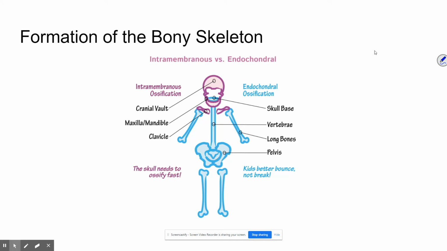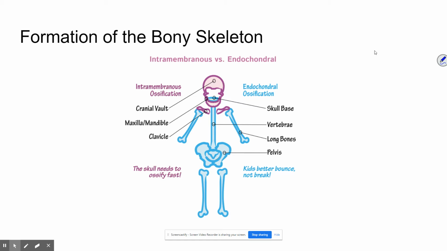The formation of the bony skeleton begins around week 8 of embryonic development. At week 8, the skeleton consists mostly of fibrous connective tissue and hyaline cartilage, which, if you remember, we talked about in an earlier video. Bone tissue begins after this time, after week 8, and eventually replaces most of the existing cartilage in the body.